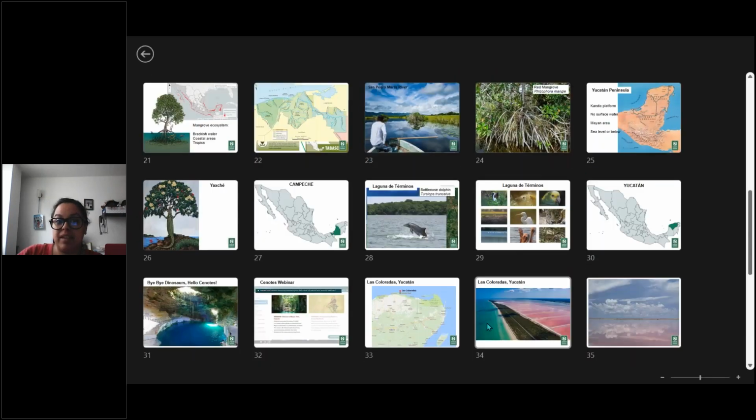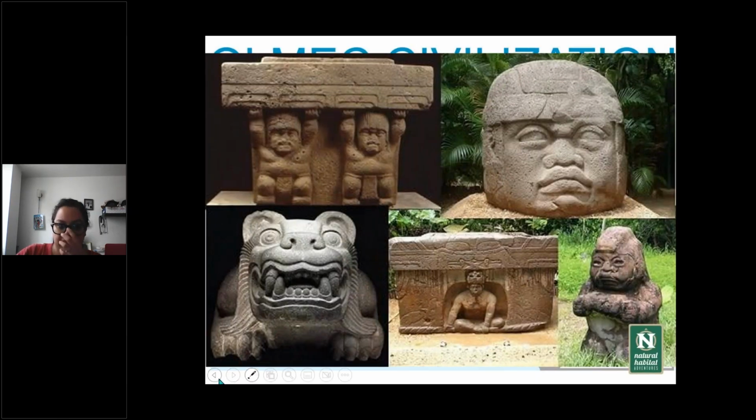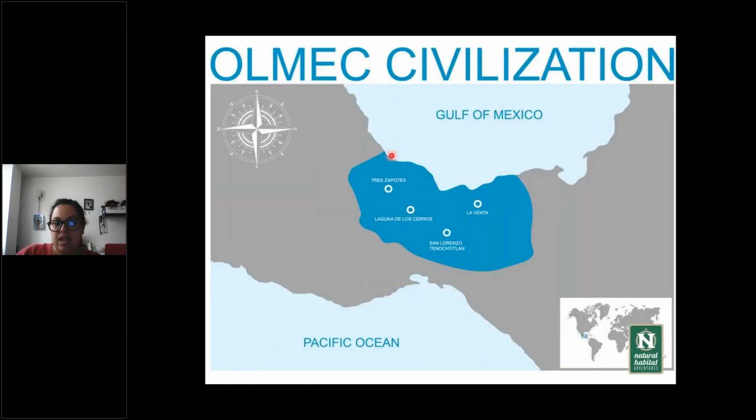No, the culture that made them is the Olmec civilization, Olmecs, and it is thought that they are at least 3,000 years old. So it's like 1,000 before our common era.